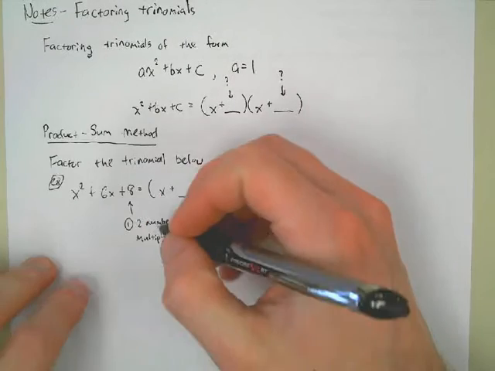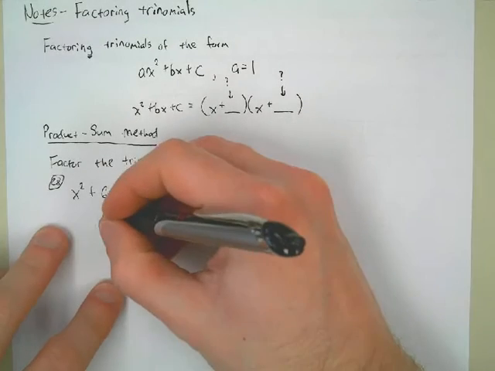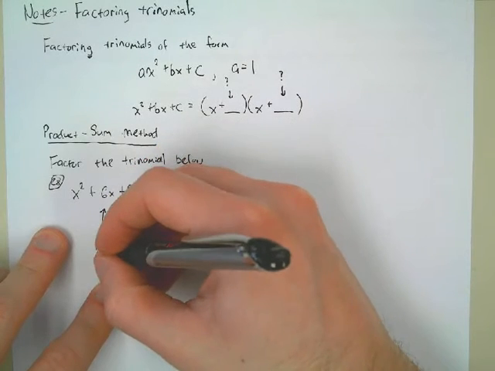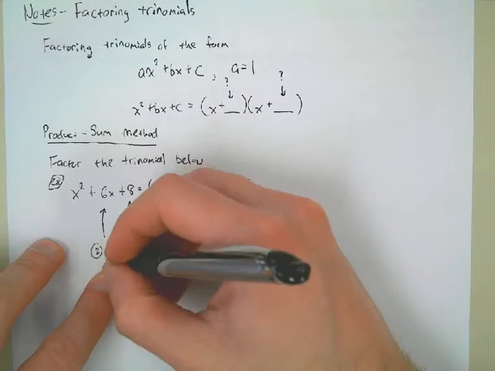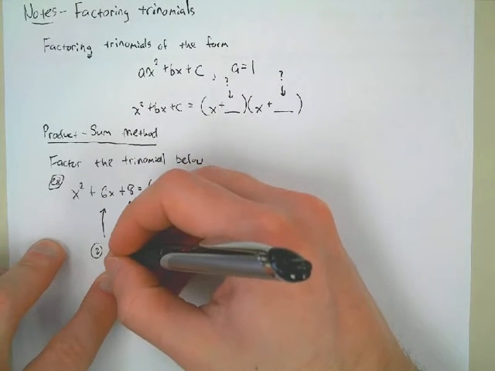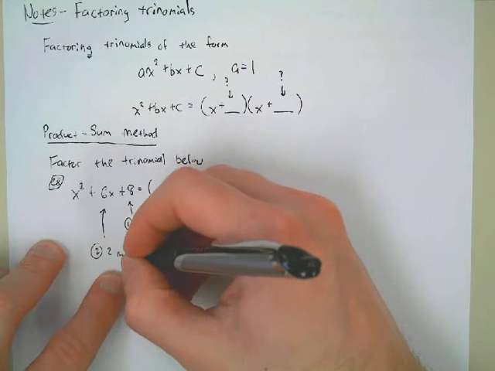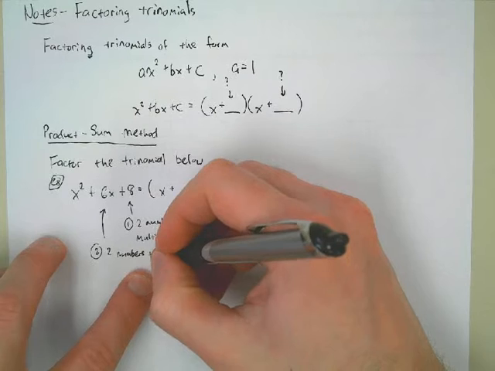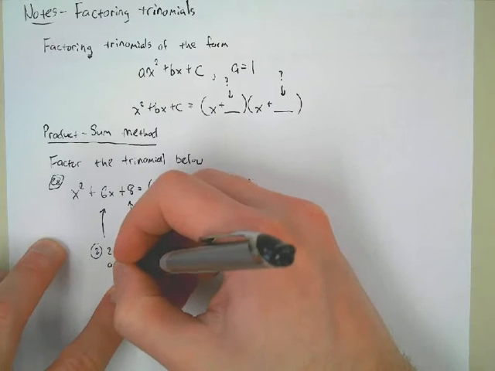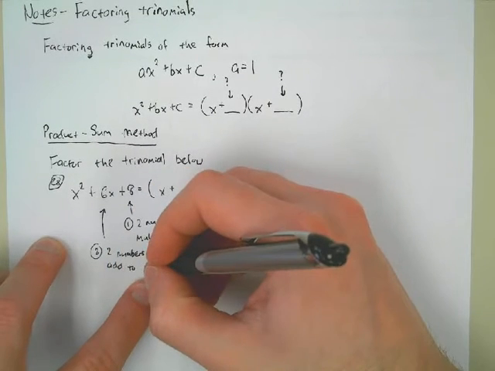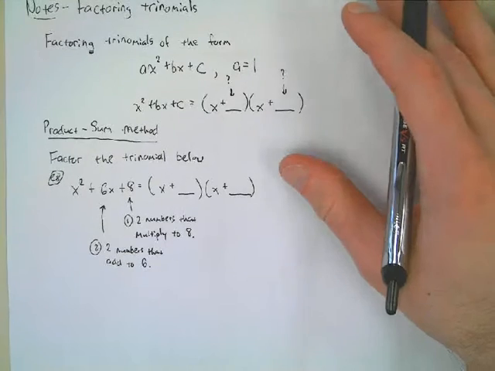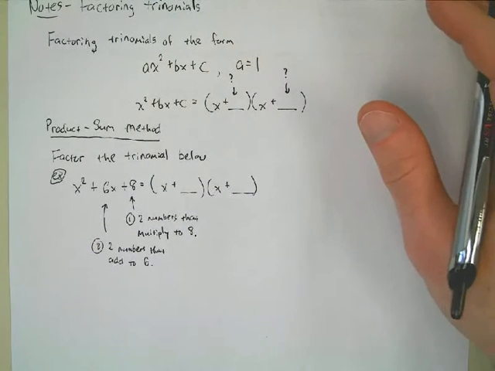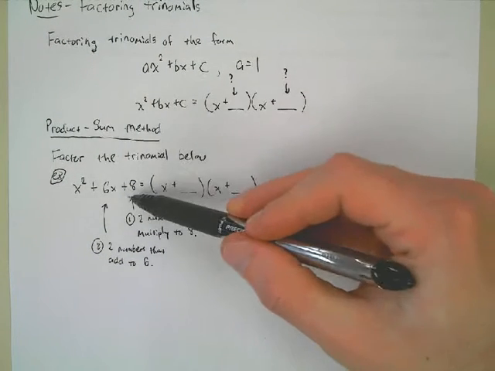So we look for two numbers that multiply to 8, and then step 2, we want to make sure that those same two numbers add to make 6. So two numbers that multiply to make 8 but add to make 6.